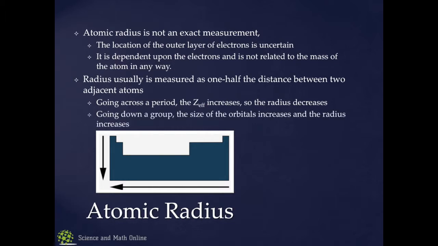Going down, it makes a little more sense. If you add energy levels, it's like adding floors on a house. The house is going to get bigger. Francium has, however many protons and electrons on it. It can be a lot bigger than hydrogen with its 1.